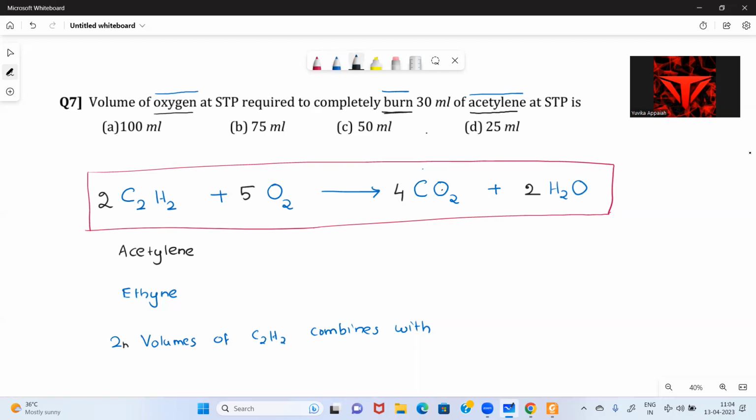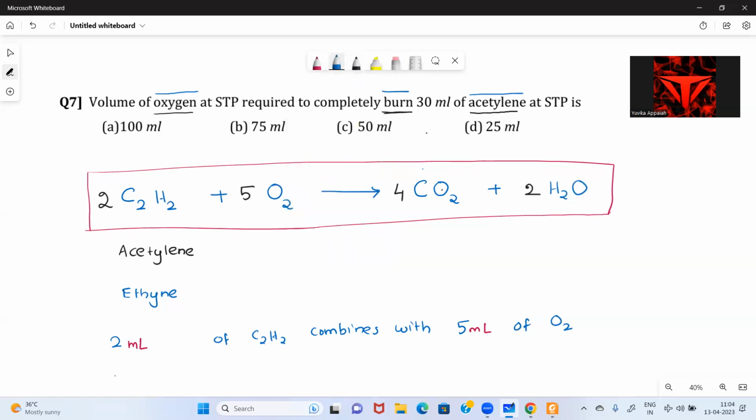Now we want ml, so let's do it in ml. So 2 ml of acetylene will combine with how many mLs of oxygen? 5 ml of oxygen. Correct, Yuvika? Right. Or in other words, 5 ml of oxygen is required to completely burn how many mLs of acetylene? 2 ml.